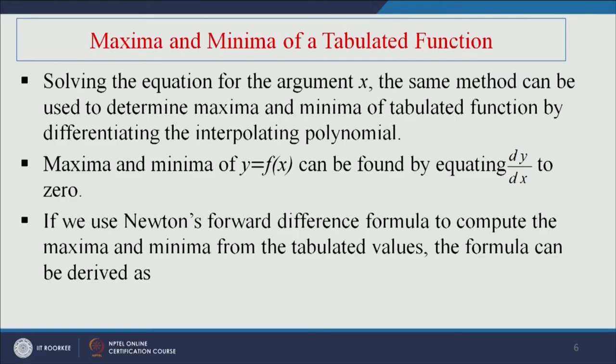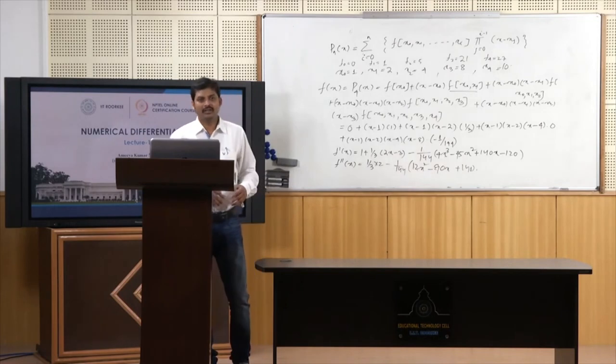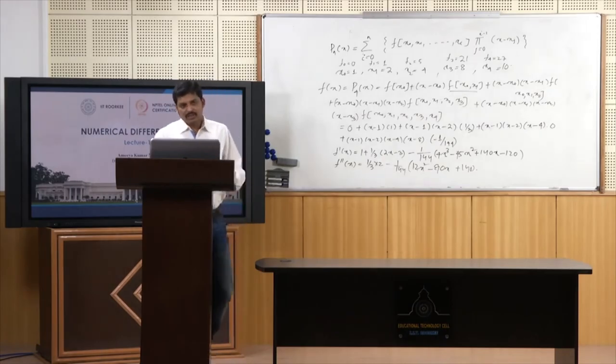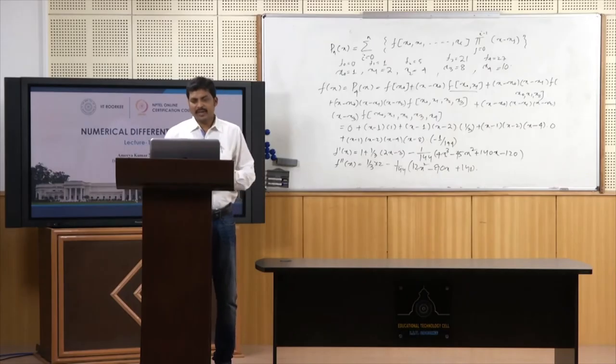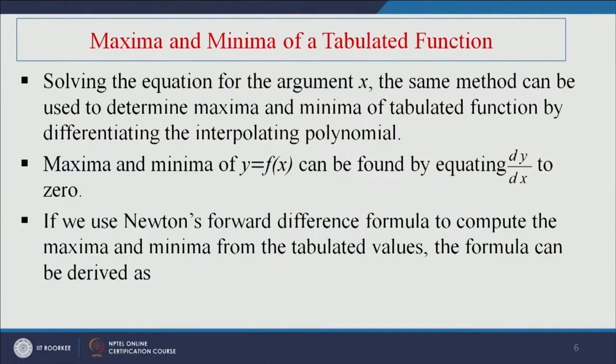The beauty of this method is that even if the function is not known to us, we can find the maxima or minima of this function if the tabular values are given to us. So we can use the same arguments in the form of x and determine the maxima and minima for this tabulated function by differentiating the interpolating polynomial. Maxima and minima of y equals f of x can be obtained by equating dy by dx equals 0.